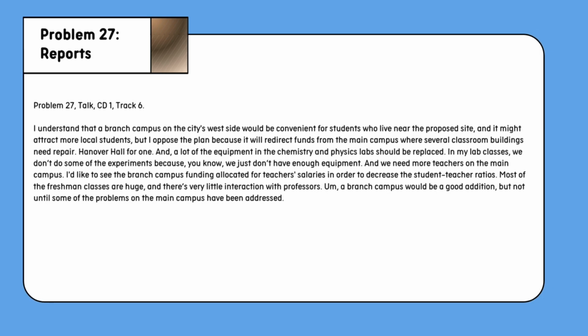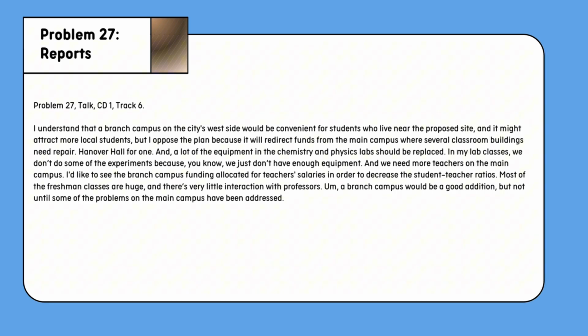Problem 27, Talk, City 1, Track 6. I understand that a branch campus on the city's west side would be convenient for students who live near the proposed site, and it might attract more local students. But I oppose the plan because it will redirect funds from the main campus, where several classroom buildings need repair. Hanover Hall, for one, and a lot of the equipment in the chemistry and physics labs should be replaced. In my lab classes, we don't do some of the experiments because we just don't have enough equipment, and we need more teachers on the main campus.